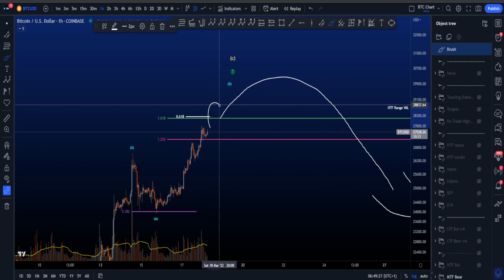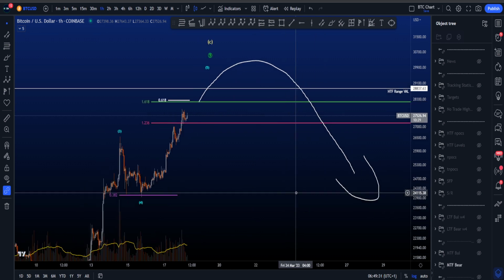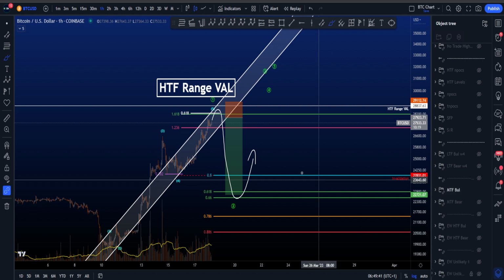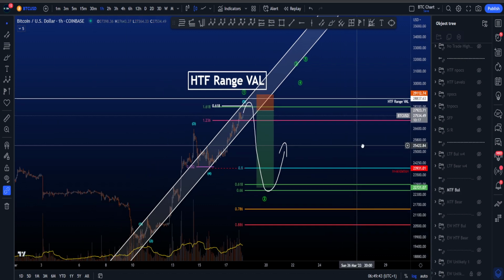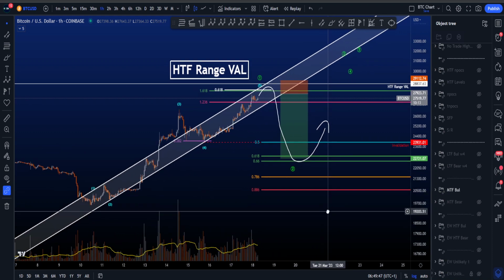Only a little bit of leeway till we are going to hit the high time frame range value area low as well. And in this bearish scenario, this would then be the end of this bigger wave C, bigger wave X, and we would then move down in a wave Y to much lower targets. In the bullish scenario, however, which for me is an alternative, by the way, the bearish scenario is for me more likely at the moment.